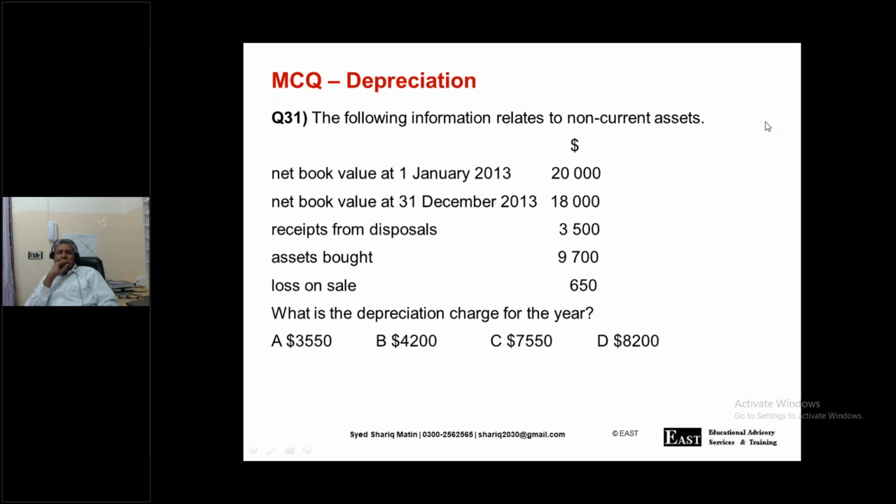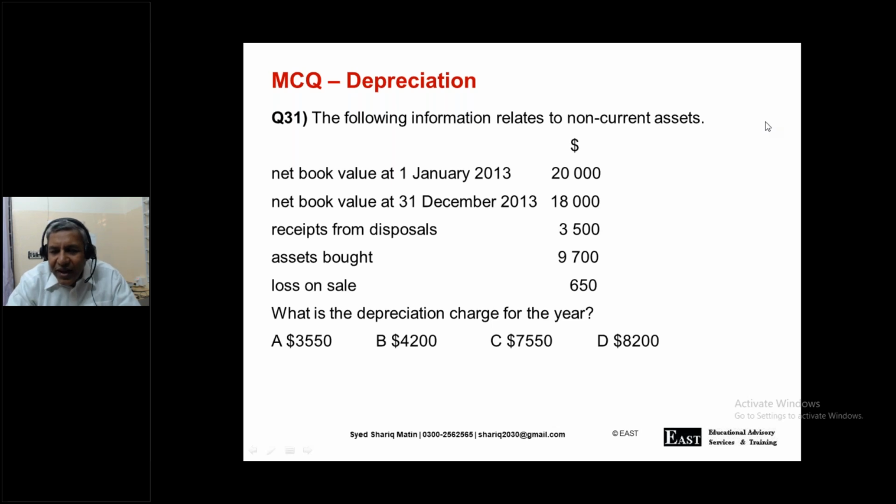We have bought an asset for 9,700, which will be on the debit side. And we have disposed, which will be on the credit side, which is 4,150. We will write credit, the net book value at the end, which is 18,000. We will add 20,000 and 9,700, which will be 29,700. We will subtract 4,150 and 18,000 from this value, so our depreciation will be 7,550, which is C.